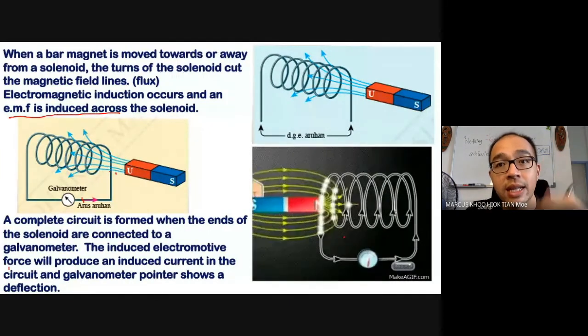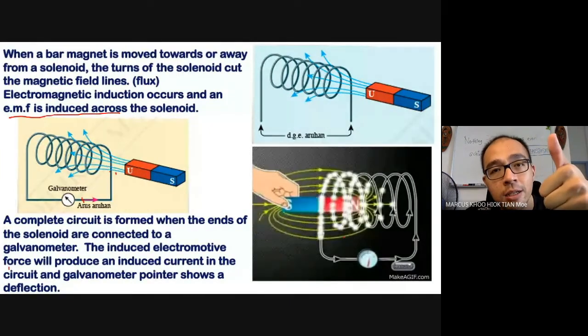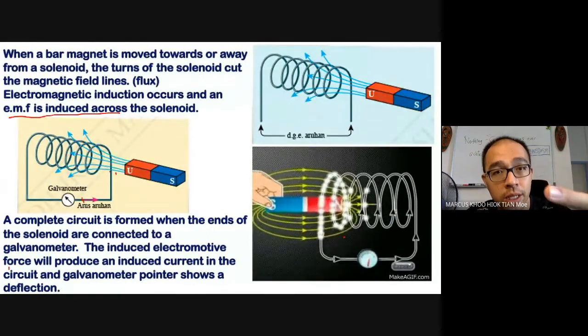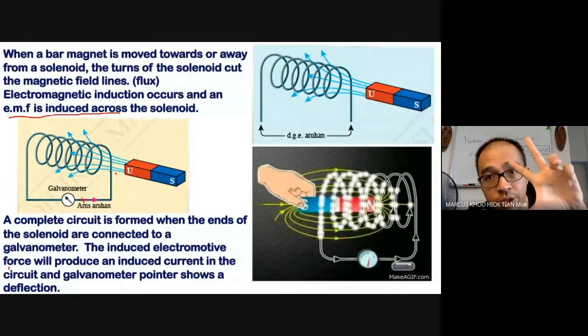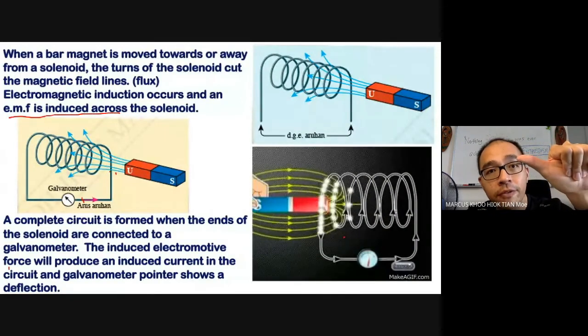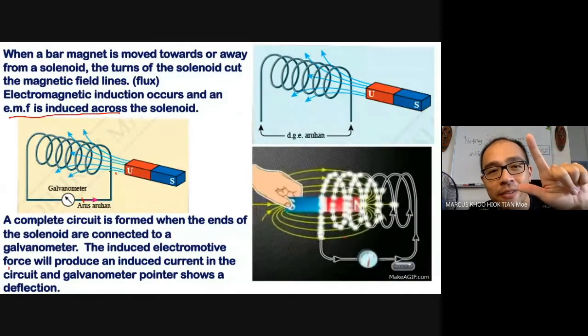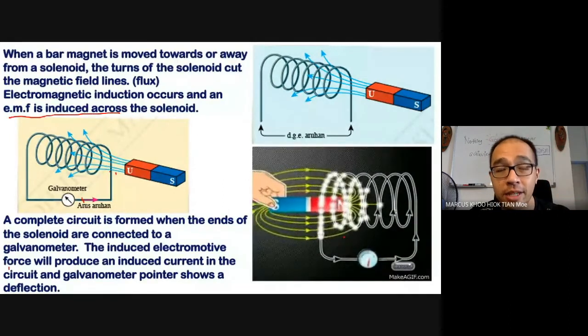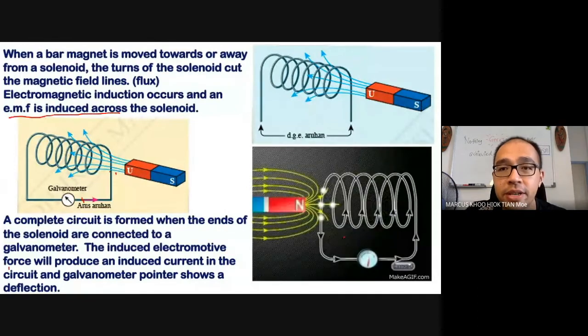So, as I said just now, cutting of magnetic flux induces an EMF. Ini akan menghasilkan satu induced current. The three-step process: cutting of magnetic field lines induces an EMF, produce an induced current. EMF dan current adalah benda berlainan. That is from the previous chapter.